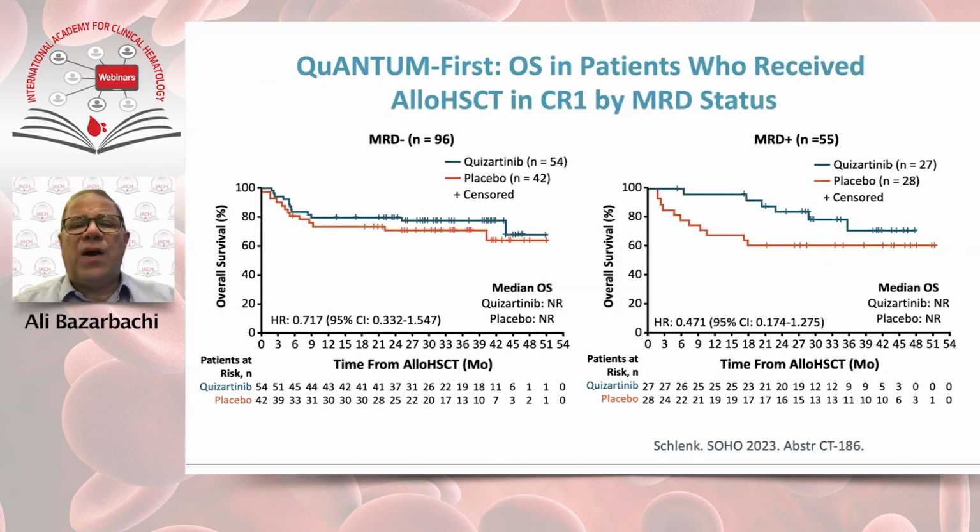So this is the overall survival in patients who received allotransplant in CR1 by MRD status in the QuANTUM-First study. You can see on your left-hand side that we have a numerical increase mostly in MRD positive patients. However, the 95% confidence interval is crossing 1, both for MRD negative and MRD positive patients. So there is a hint that quizartinib may improve outcome, but this was not statistically significant.